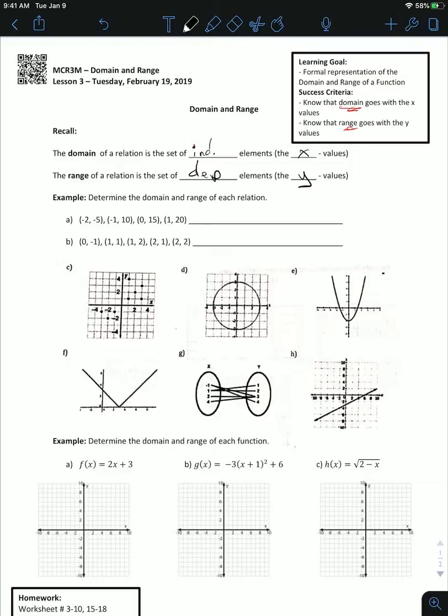So, determine the domain and range for each function. So you're going to go D for domain, right? And then you're going to open one of these squiggly brackets. This is part of this formal, right?